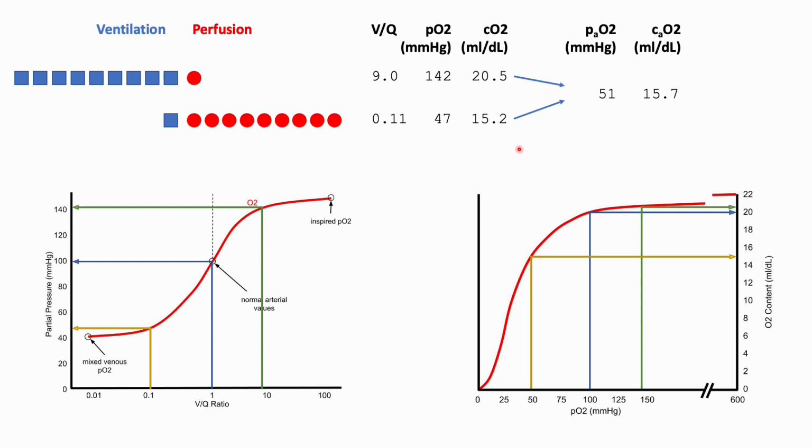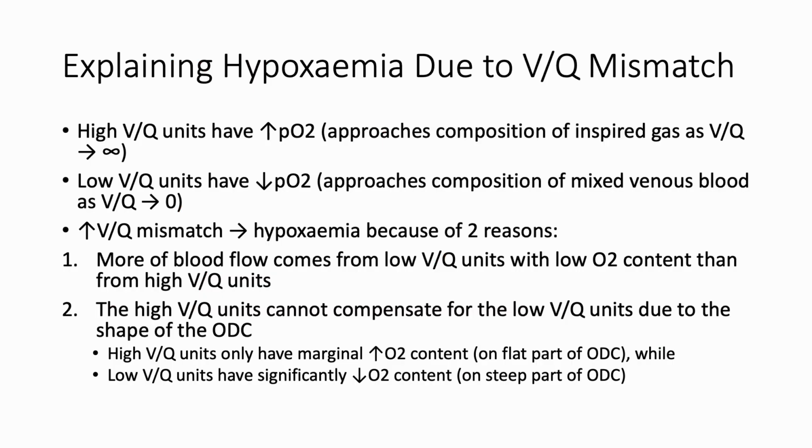The second flaw is that we don't simply take the average value between the two lung units. We need to take a weighted average and account for how much blood flow is coming from each lung unit. And since 9 times more blood flow is coming from the low VQ unit compared to the high VQ unit, this is why the resultant oxygen content is much closer to that of the low VQ unit. So in the exam, if you need to explain why VQ mismatch causes hypoxemia, remember that it's all about explaining why the high and the low VQ units do not balance each other out.